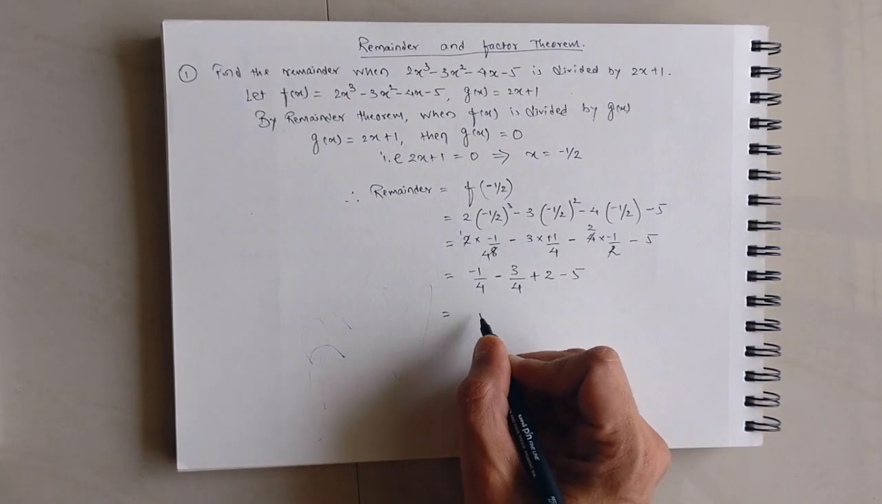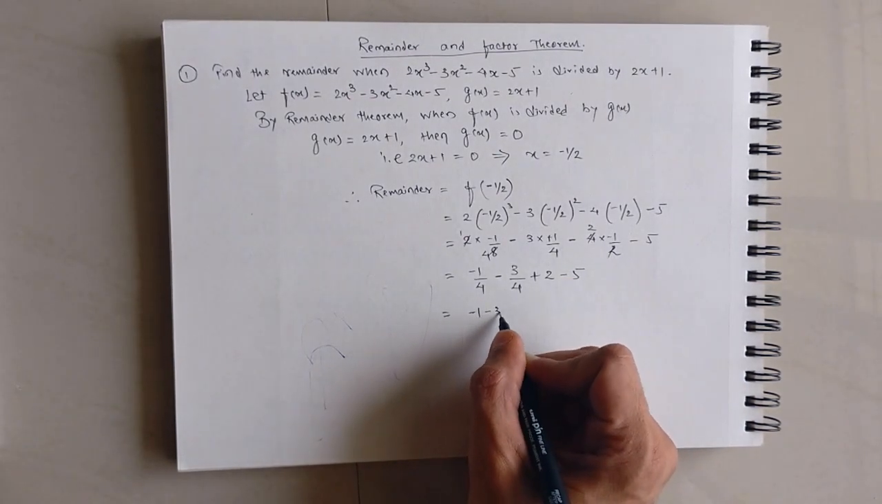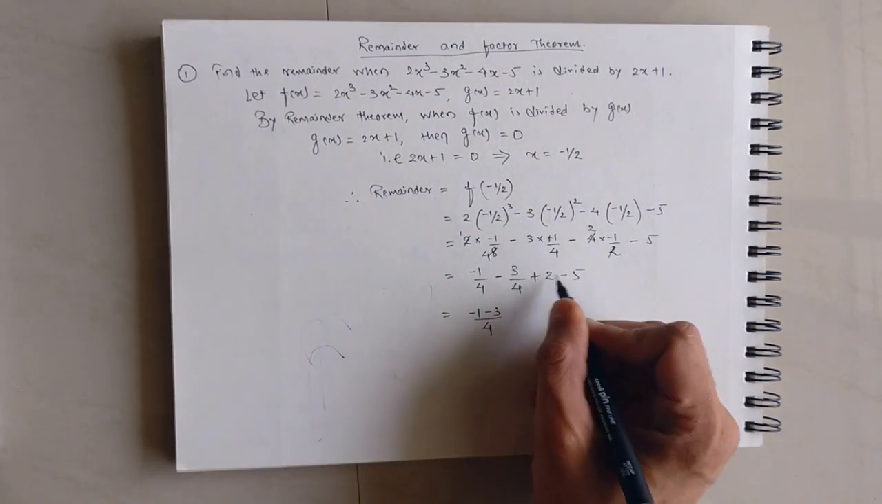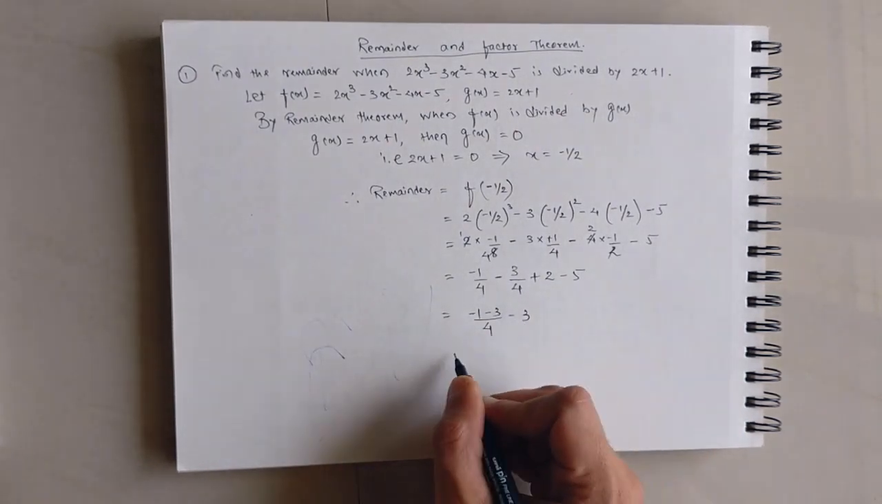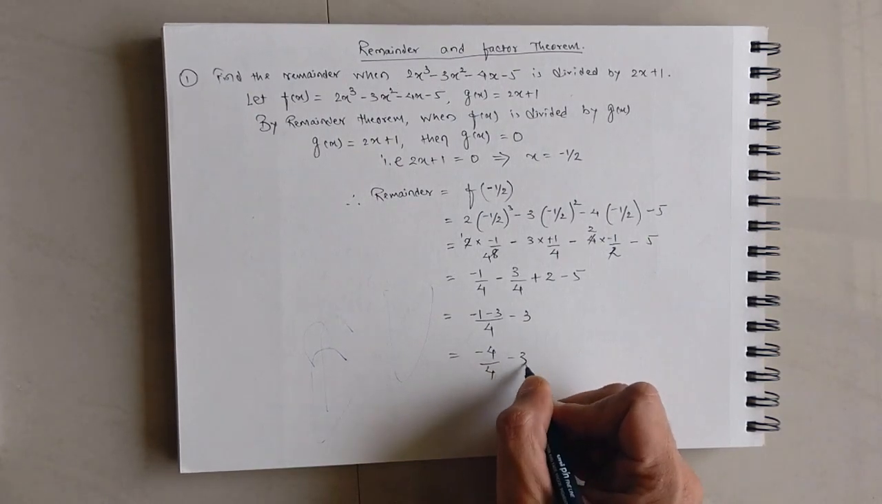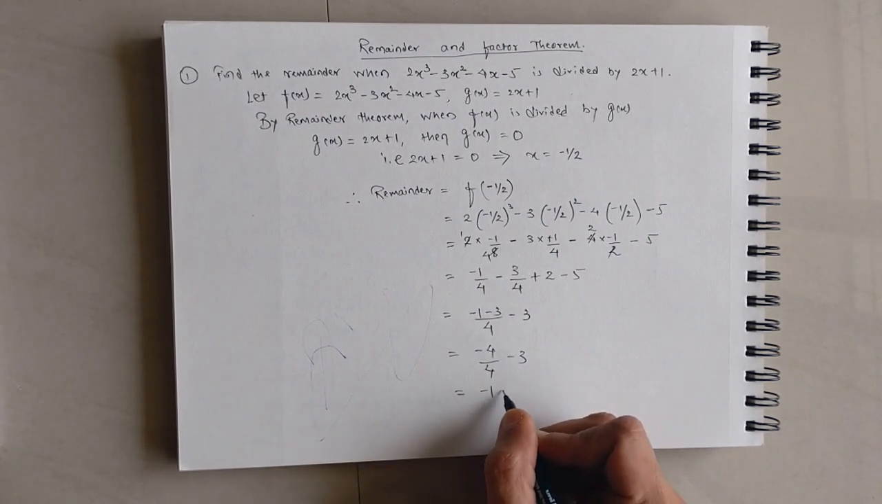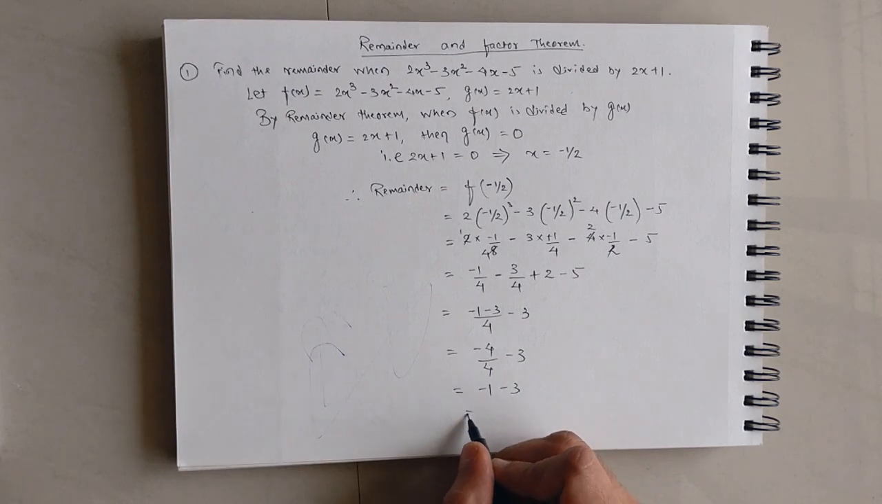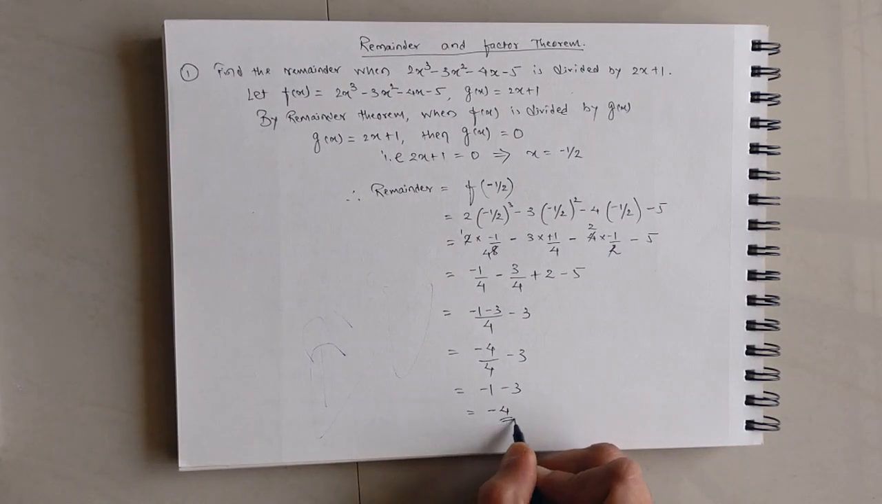Okay, let's take them together. Minus 1 minus 3 the whole upon 4 plus 2 minus 5 is minus 3. This will be minus 4 upon 4 minus 3. That will be minus 1 minus 3, and the answer will be minus 4.